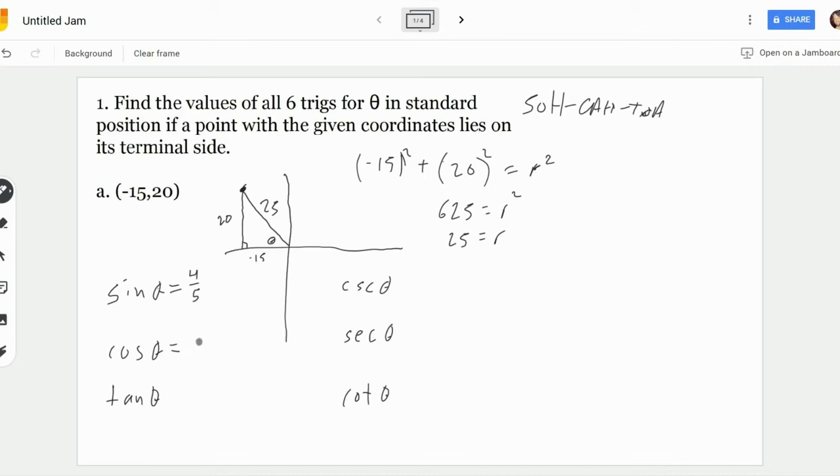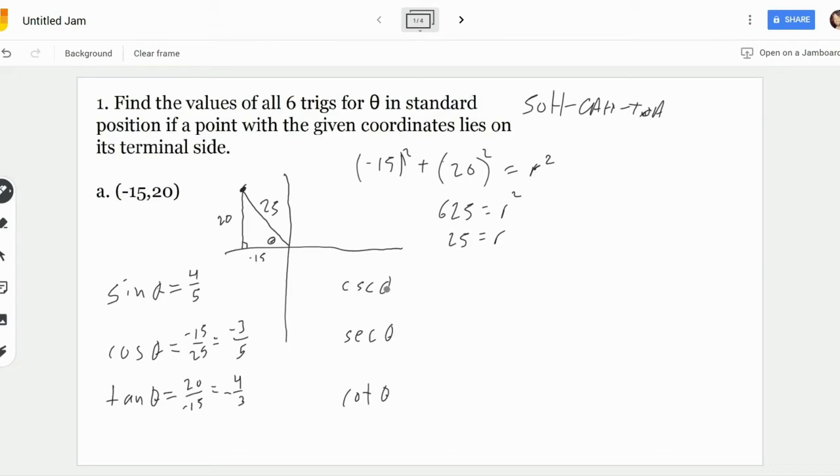Cosine, I'll show you what it is before we reduce it. Cosine is adjacent over hypotenuse, so it's negative 15 over 25, and that reduces to negative 3/5. Tangent is opposite over adjacent, so it's 20 over negative 15. That gives you 4/3, and it's negative. So this problem's not very bad, because once we find these 3, which was relatively easy once we set up the triangle, which is probably the hard part.